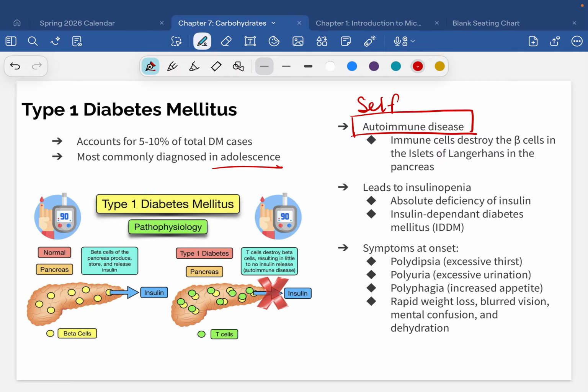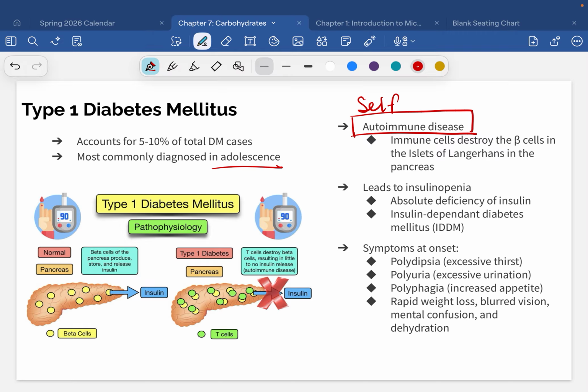And what basically happens in type 1 diabetes is that immune cells, so antibodies and T cells, within your own body as part of your own immune system, go haywire and destroy the beta cells in the pancreas, the beta cells in the islets of Langerhans. Okay, so in a normal functioning pancreas, you have these beta cells that produce, store, and release insulin. Remember, the beta cells in the islets of Langerhans are insulin. Alpha cells are glucagon.